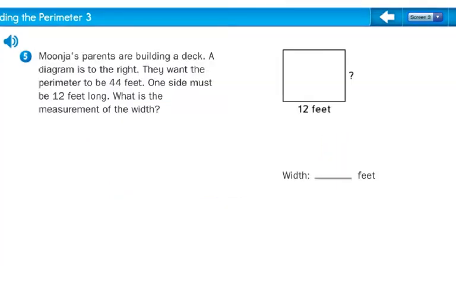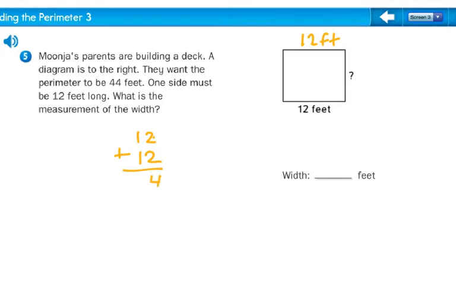Moonha's parents in number 5 are building a deck. A diagram is to the right. They want the perimeter to be 44 feet. One side must be 12 feet long. What is the measurement of the width? Well, the first thing I'm going to do is I know that opposite sides are the same length. So I know that if I add those two sides together, in the white space in your math journal, let's go ahead and add 12 plus 12.